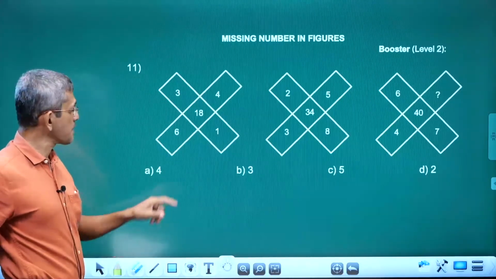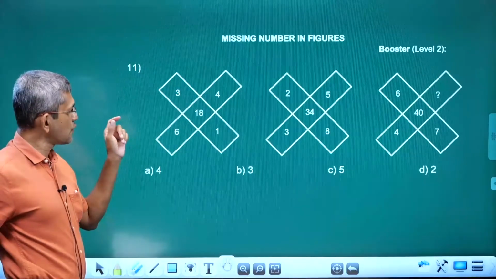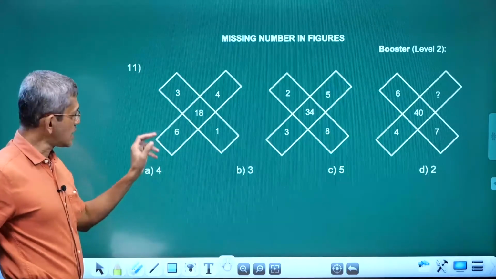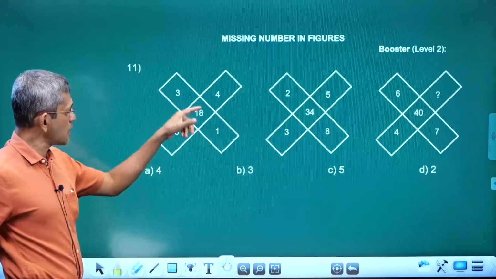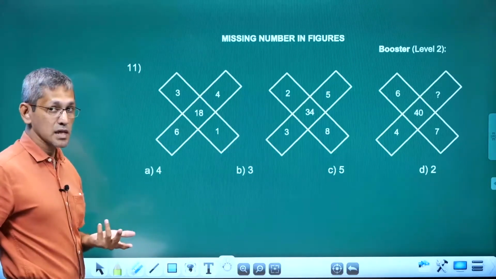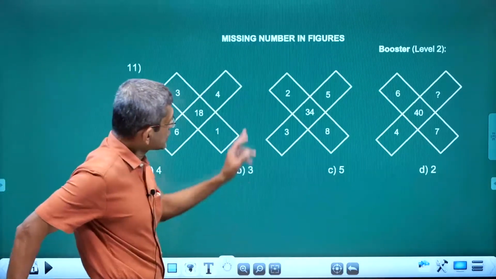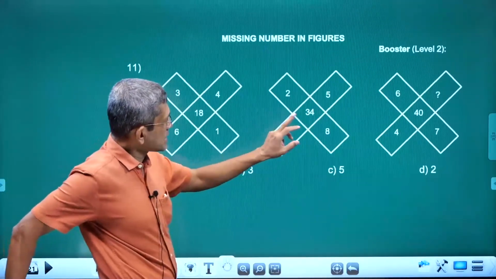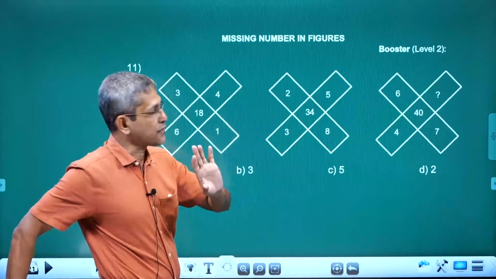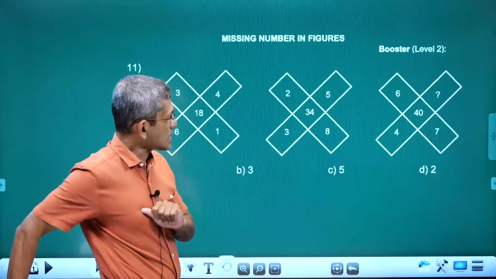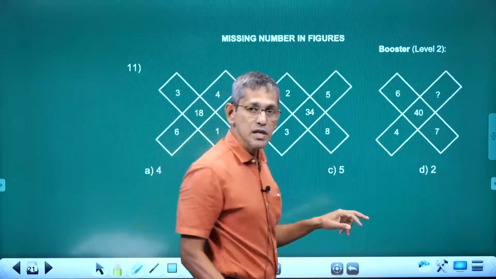So what is the connection? 3 into 4 is 12 and 6 into 1 is 6. So 12 plus 6 is 18. That could be the case. You never know. Let's check it with the second figure. 2 into 5 is 10. 3 into 8 is 24. 24 plus 10, 34. Okay, good. So in that case, we need to get that 40 in the middle.